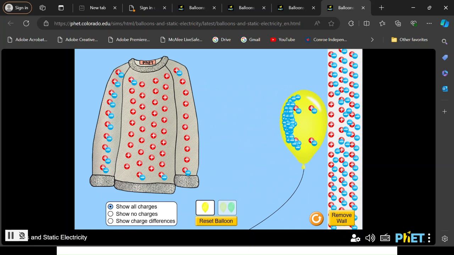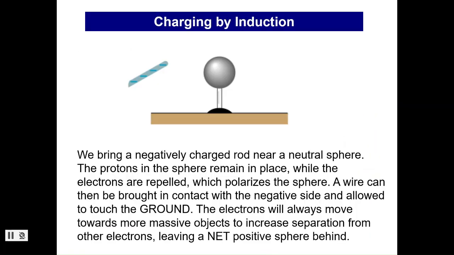And you can do this on your own if it's a nice dry day. Take a sweater, take a balloon, or if you don't have a balloon, take a styrofoam plate or something like that. You can charge it up on your hair, charge it up on your sweater, and you may be able to get it to stick to the wall, depending on the paint that's on your wall and how dry it is. It works a lot better in the dry rather than in the humidity. So that's polarization. Now it's going to be important because our next type of charging is charging by induction.